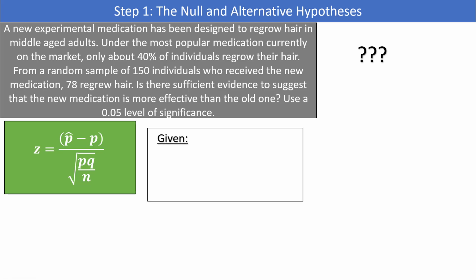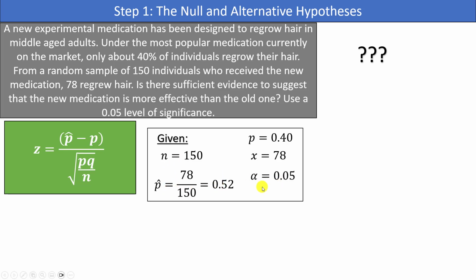All right, I'm back with some of the work. There was a claim that 40% of the individuals were going to regrow their hair with the old medication. So that's a value that is a statement in terms of the population proportion P. P equals 0.4. We had a sample size of 150, and from that we had 78 individuals regrow their hair. So X, our number of successes, is 78, and our sample size is 150. We can divide these two numbers to find our sample proportion, which ends up being 0.52, and they also state that the level of significance is 0.05. You could also calculate Q, which would be 1 minus P, or 0.6, but I have not written that down here.